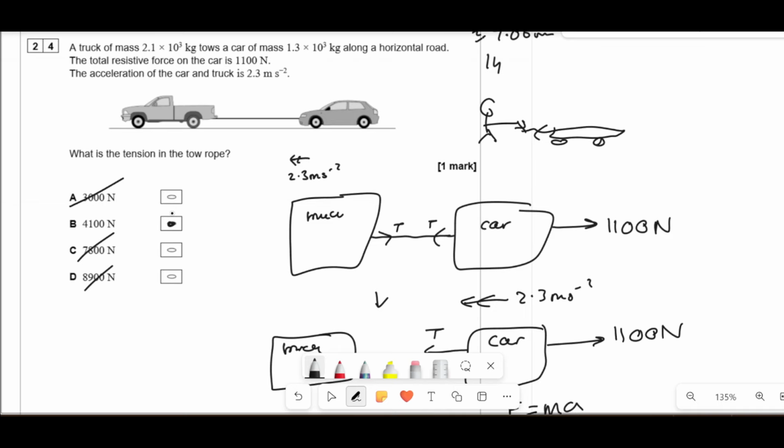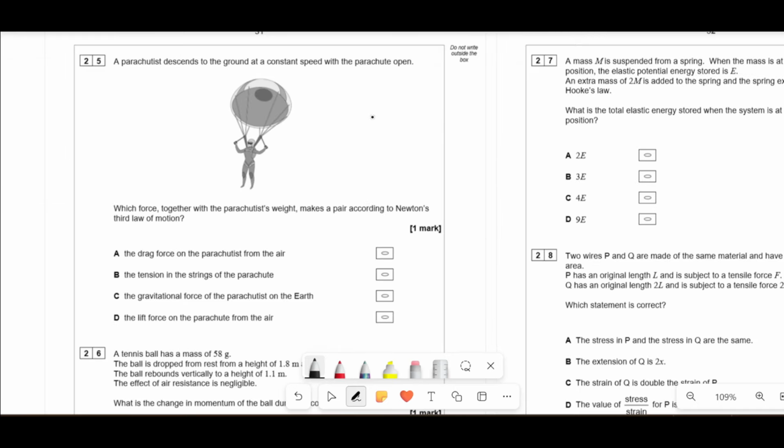So it says here, a parachute just descends to the ground at a constant speed with the parachute open. Which force, together with the parachute's weight, makes a pair according to Newton's third law of motion? So we've got the gravity going down here, the weight of this person pulling it down. If there's a weight acting here, there's got to be something else pushing it back up once they hit the ground. For example, if I put a book on a table, and there's a weight here, that's implying that this book is going straight through the table, but it's not, because there's a reaction force with the table pushing back up on it.